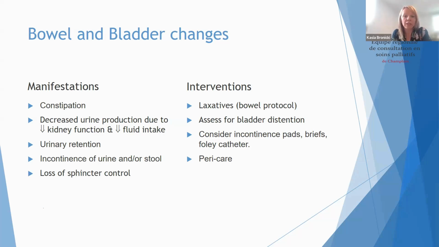We can see more incontinence of urine and stool, and we would consider things like incontinence pads, briefs, and sometimes a Foley catheter as well. And sometimes at the end of life, there's a loss of sphincter control, and we can see more incontinence closer to the end of life. And encouraging peri-care is important as well.